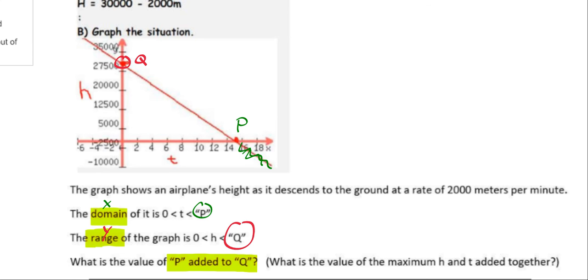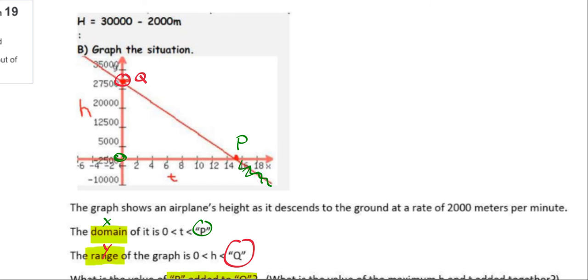The range is height, h, can be anywhere between 0 and q. If the height's any higher, then it's not the right graph, and if the height's any lower, you've crashed into the ground or through the ground. What is the value of p added to q? So find that and add them together. So we need to find our x-intercept and our y-intercept.